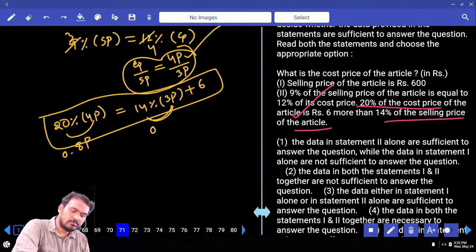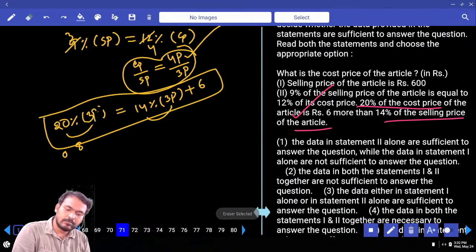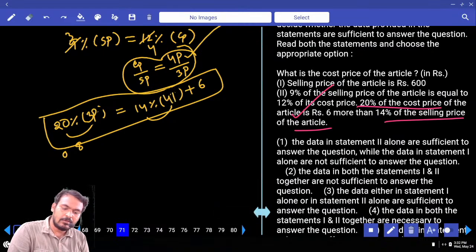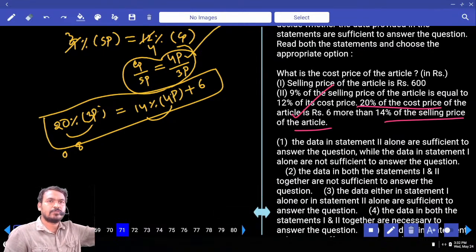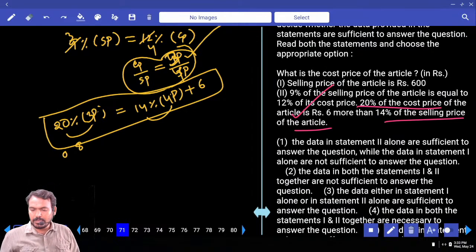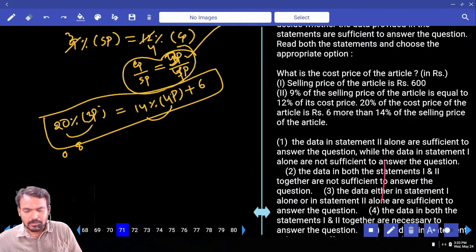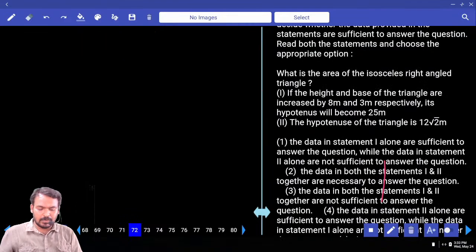3/4. 3, it is 3 parts or not? And it is 4 parts. We are get the answer or not? Simplify this one, we are get the 1 part value. If you are get the 1 part value, obviously we are get the cost price. Cost price 3 parts, selling price are 4 parts. Then 2 alone is sufficient or not sufficient? Sufficient. Next question number 72.